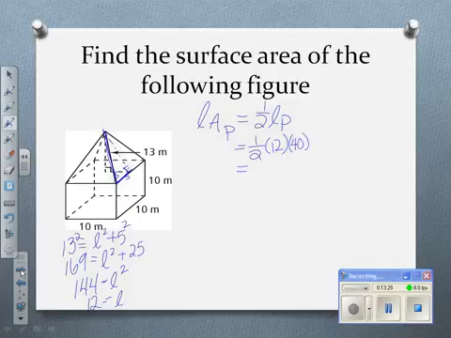So my pyramid is 240. Okay, so that's for my pyramid.